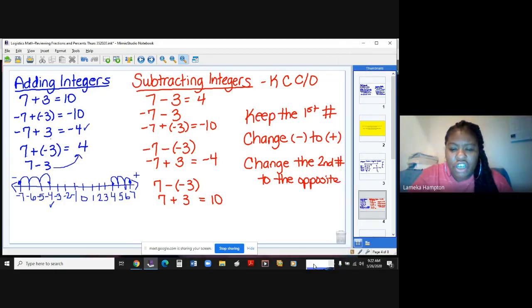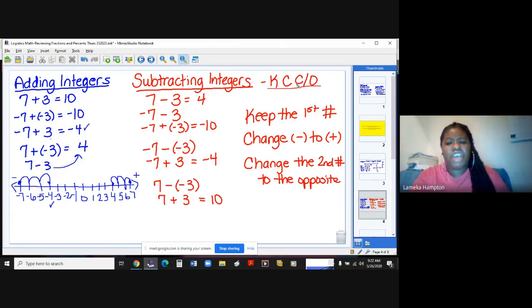Now we're going to switch colors and go to red, subtracting integers. Now, out of adding, subtracting, multiplying, and dividing integers, subtracting integers is the one that people kind of get confused on. They kind of get hung up on it. But remember, if you can add, you can subtract because they're inverse operations, and I'm going to prove that right now. There is a rule that you must remember.